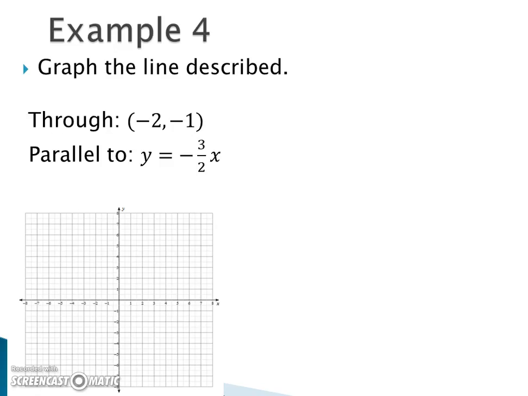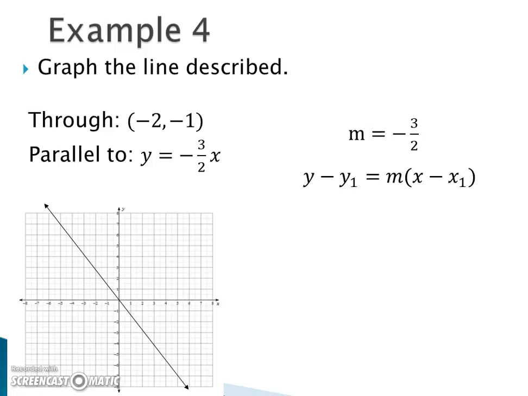Next we want to graph this line. So we need to write the equation of the parallel line. It's parallel to y = −3/2 x, so our slope is −3/2, and our point is (−2, −1). We graphed the original line here. This is −3/2 x. So our slope is −3/2.